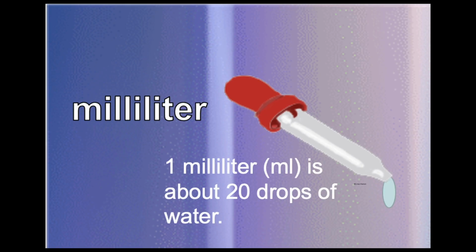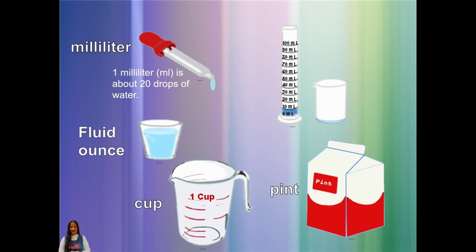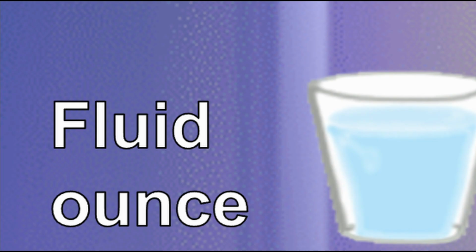Milliliter. You can use an eyedropper that you see here and take 20 drops to make 1 milliliter. ml stands for milliliter. 1 milliliter is about 20 drops of water. If you look down below, you'll see a small little cup. It's a fluid ounce. It would take 594 and a half drops to make 1 fluid ounce. That's why we do not use an eyedropper to measure a fluid ounce. We use the little cup that you see here.